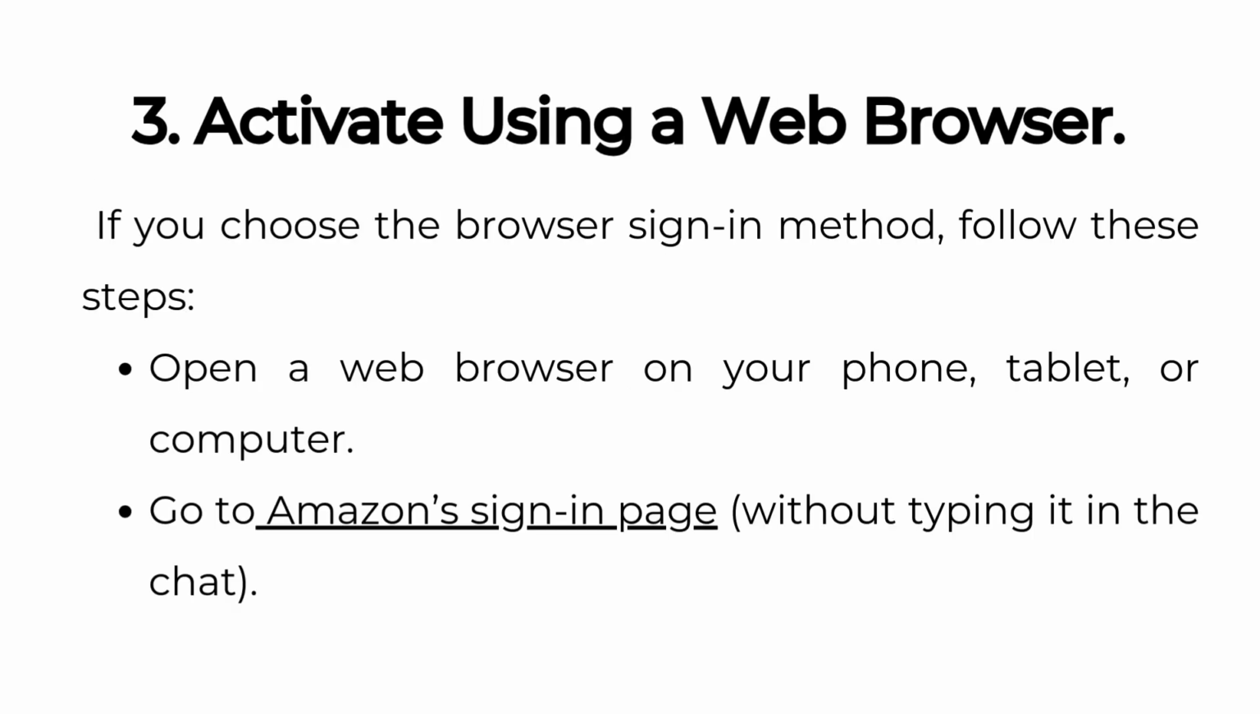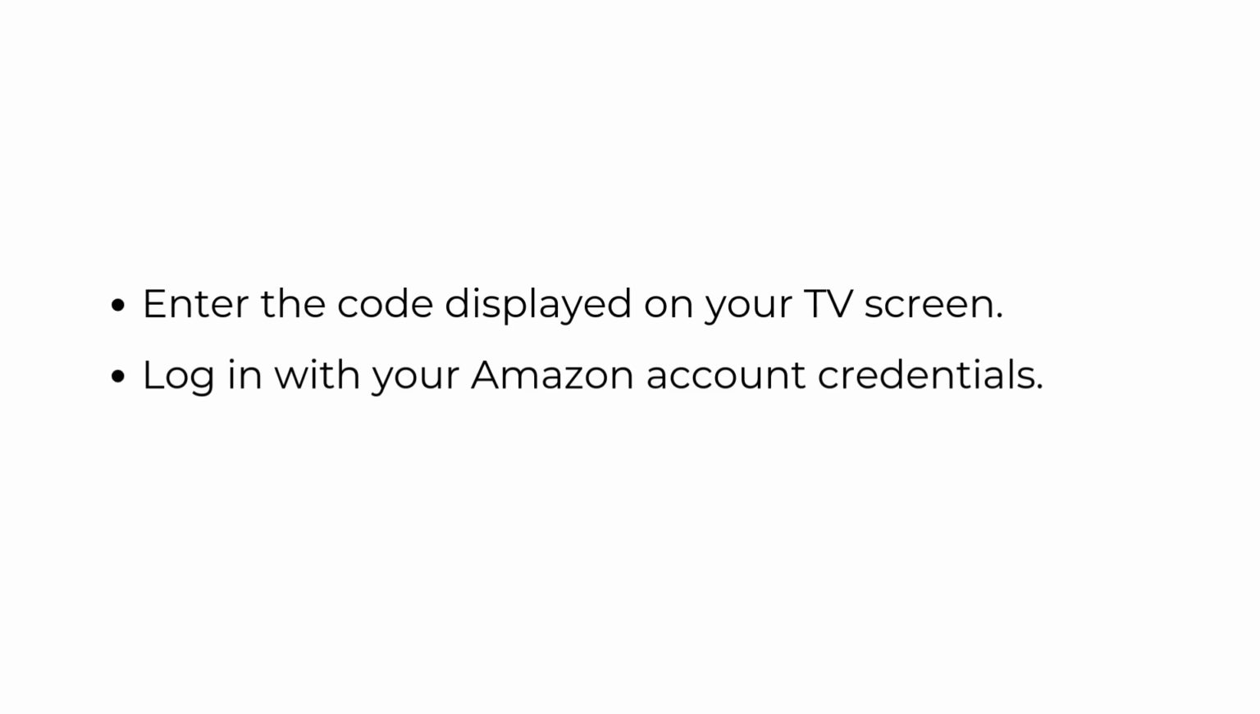3. Activate using a web browser. If you choose the browser sign-in method, follow these steps. Open a web browser on your phone, tablet, or computer. Go to Amazon's sign-in page. Enter the code displayed on your TV screen. Log in with your Amazon account credentials.